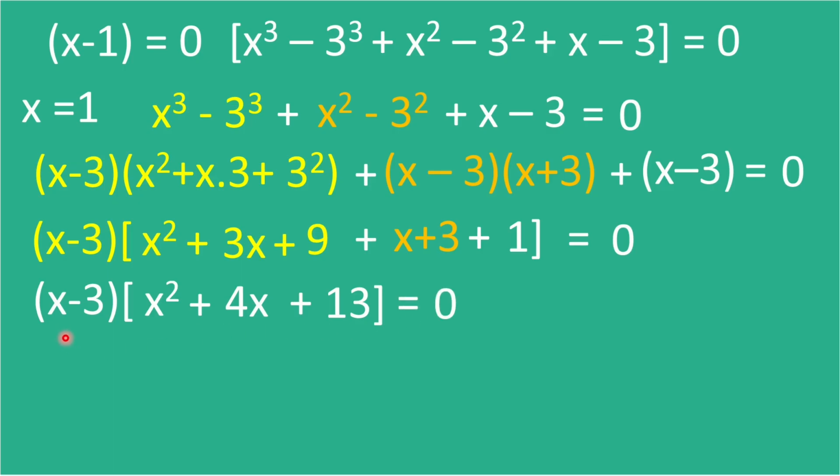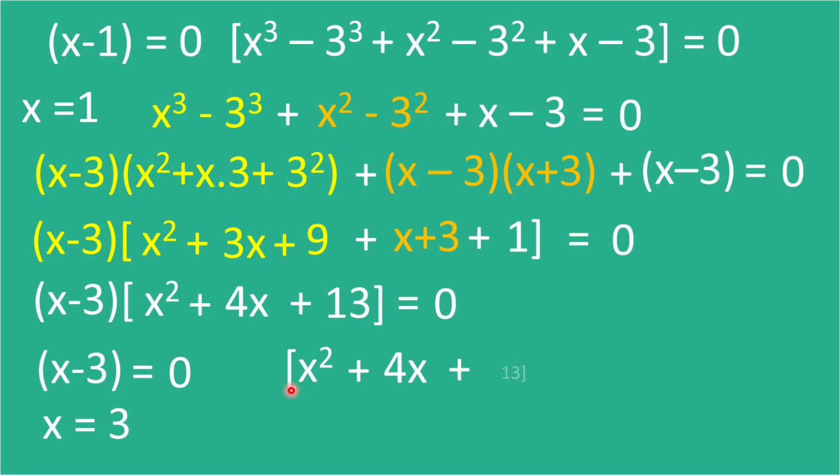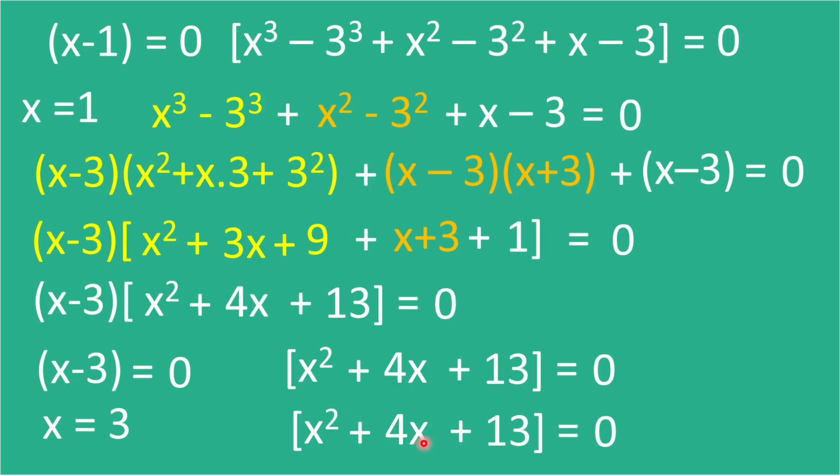And now in the next step, we can compare this x minus 3 with 0 and this equation with 0. So x minus 3 equals 0, which means that x equals 3. So this is the second value of x. First value x equal to 1, second value x equal to 3, and now this x squared plus 4x plus 13 equals 0.